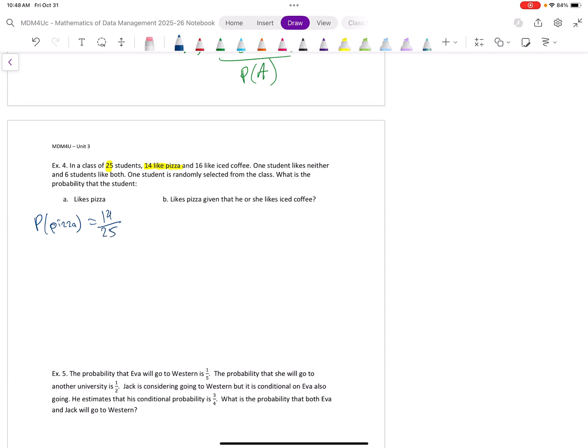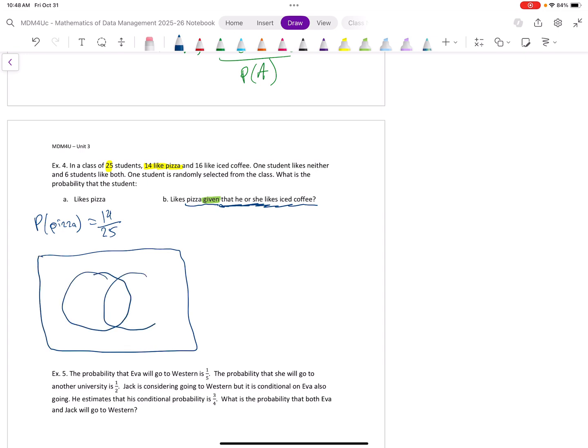The second part, B, is the probability that the student likes pizza given that he or she likes iced coffee. So this is that conditional aspect, given. So we know that the person already likes iced coffee. So I'm going to approach it in 2 ways. One is to use the Venn diagram. So let's create the Venn diagram. So I know that there is an intersection because they tell us that.